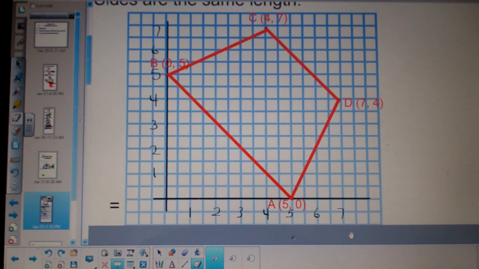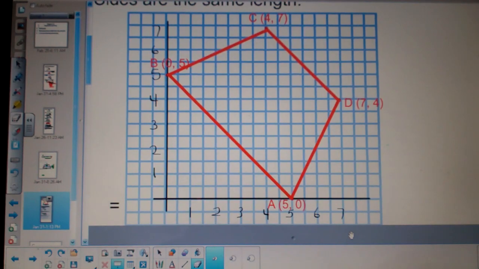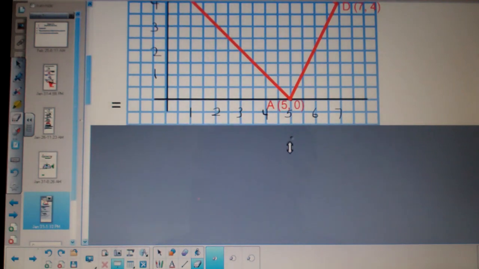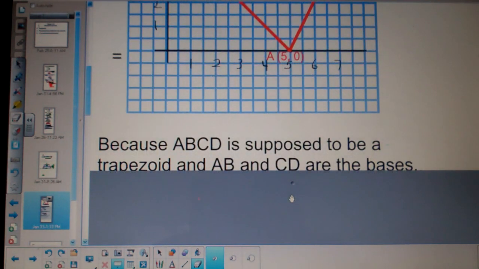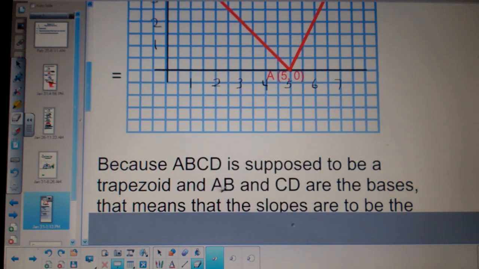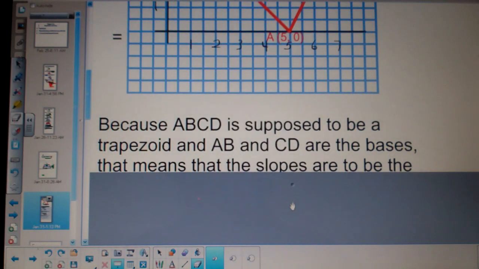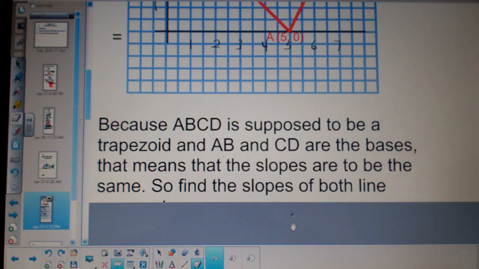If their slopes are congruent, then that means that this polygon BCDA is going to be some type of trapezoid. So here we go. Now that you've had a few seconds to copy that, this time I wrote it as ABCD, but it doesn't matter which way. I can call it BCDA, it doesn't matter. Because ABCD is supposed to be a trapezoid, I'm looking to see if AB and CD are the bases. And you have to remember, the bases are supposed to be parallel on a trapezoid. That means that the slopes will have to be the same.